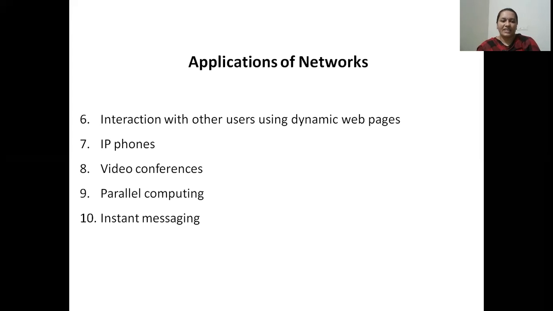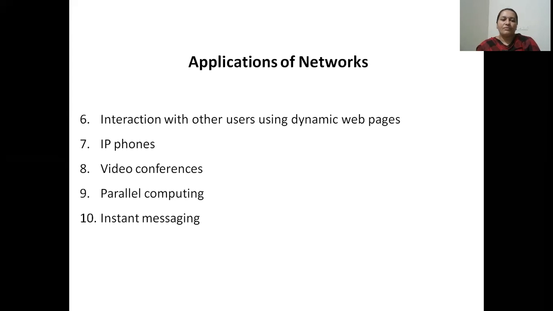The next advantage or application of network is it supports parallel computing. So any computing task which is complicated can be divided into subtasks, and it can be distributed to the several computers which are available on the network, and those computers will parallelly do the execution or computation of that particular task. Parallel means at the same time.